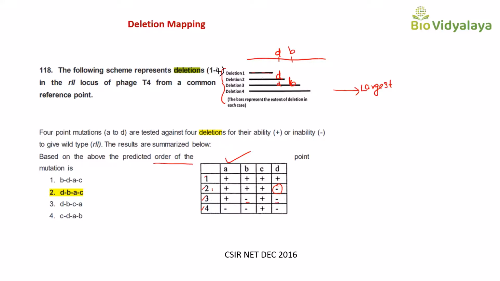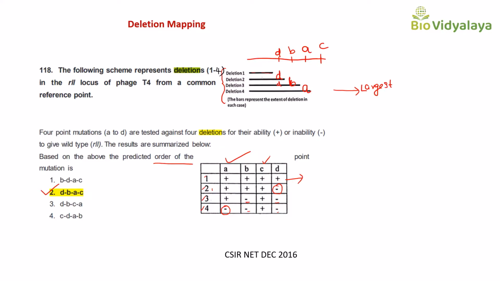Next, deletion 4. Here D is negative, B is negative and A is also negative. So we can say that A is present in this region and C is present here. So the order is D, B, A, C. The correct answer is option 2, D, B, A, C.